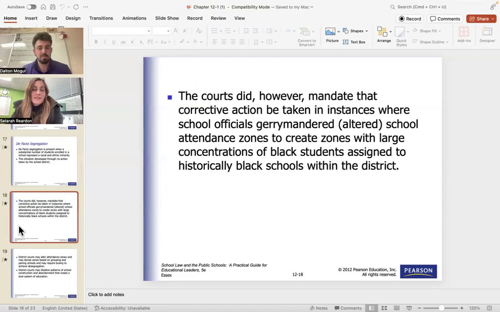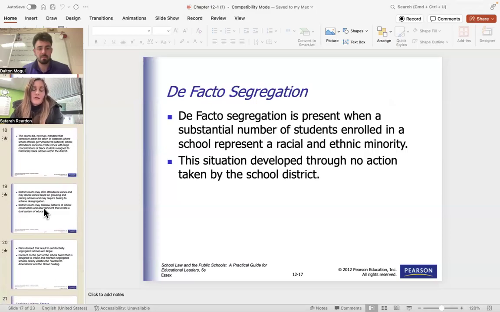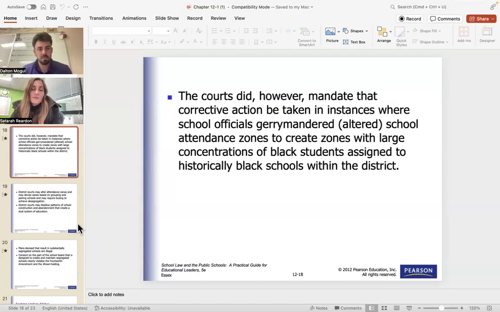According to the text, this actually happened in New York. Many minority students ended up in separate schools, not because of laws, but because of where people lived. So housing patterns cause racial and ethnic groups to be divided, leading to schools with mostly white or minority students. And the situation looked like segregation, even though it wasn't caused by official policies. And that is known as de facto segregation.